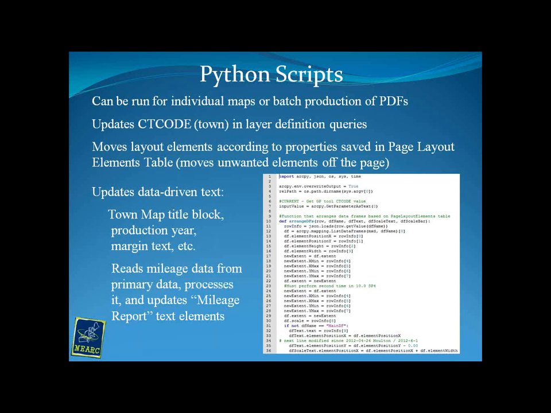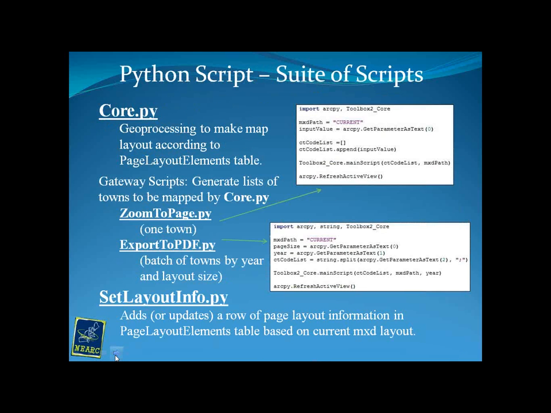They update which town we want to make the map of. It moves the layout elements on the map according to where they are specified in the layout elements table. And it updates any text that is showing on the map and reads in all of the mileage data, makes the tables, and displays them and arranges them. And seeing how this works is probably most easily done by actually watching it in progress. So here comes the fun part. And I'll come back to this after I actually show you what we're working with.